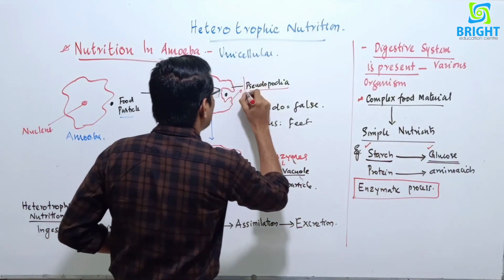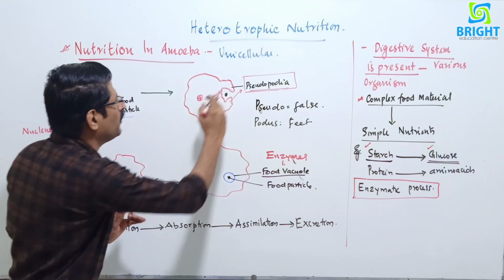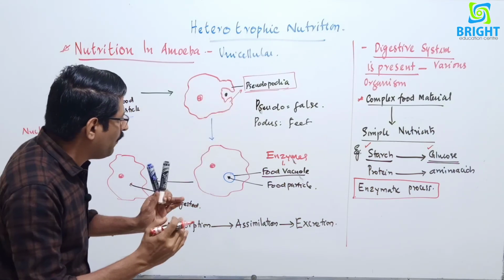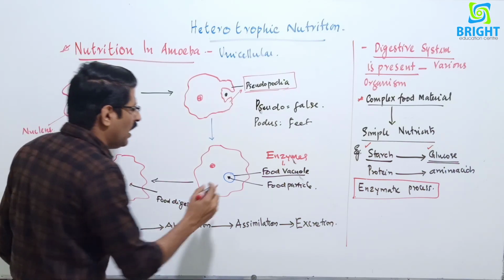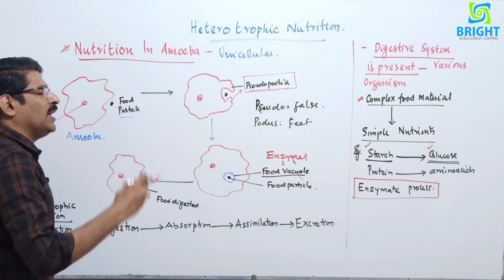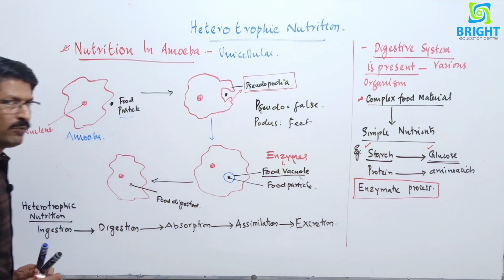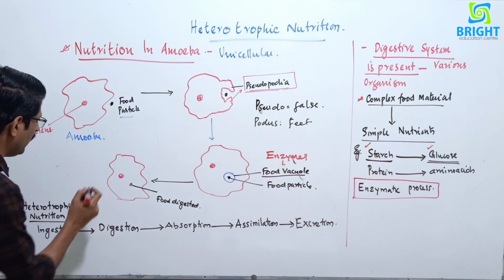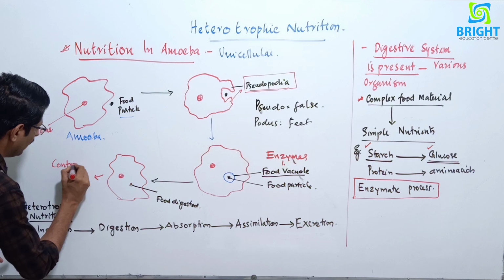Pseudopodia is the food capturing organ. It engulfs the food material, and when the food particle is inside the amoebal cell, a food vacuole will be produced. The vacuole contains digestive enzymes that will digest the food material, and it will be absorbed, and the waste material can be excreted through the contractile vacuole.